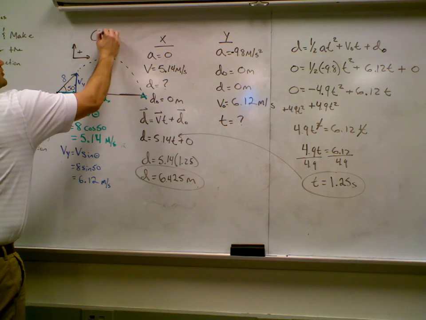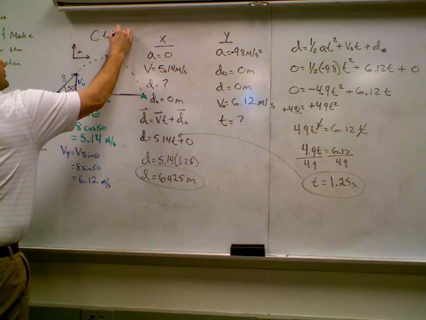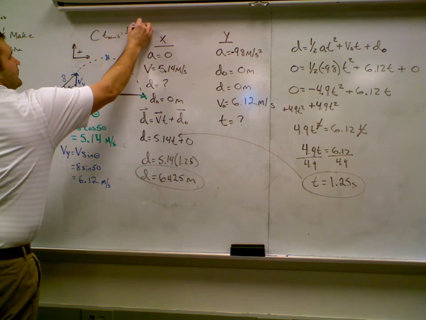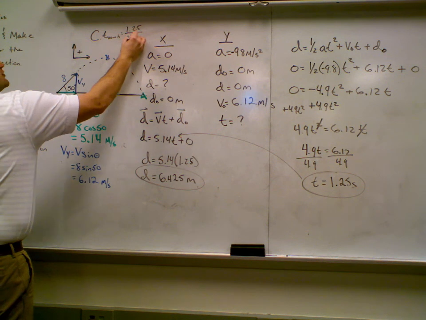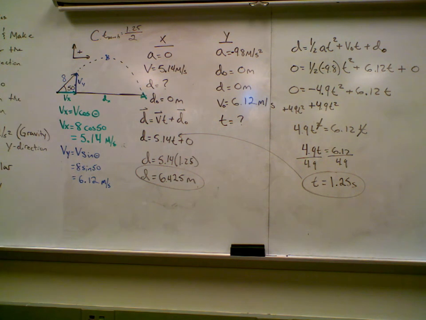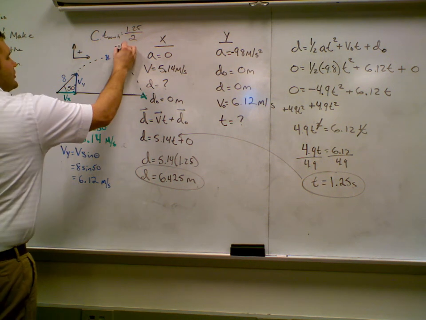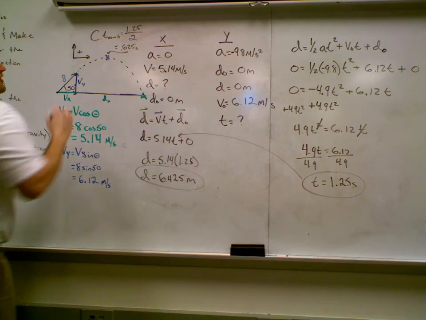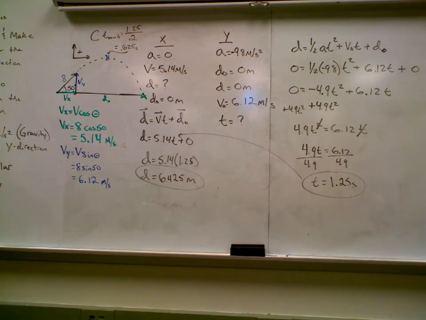equals time for max height equals 1.25 divided by 2, right? 1.25 divided by 2 is 0.625. So we know at 0.625 seconds, the tennis ball is right there at its maximum height. Does that make sense? Does that make sense, guys?